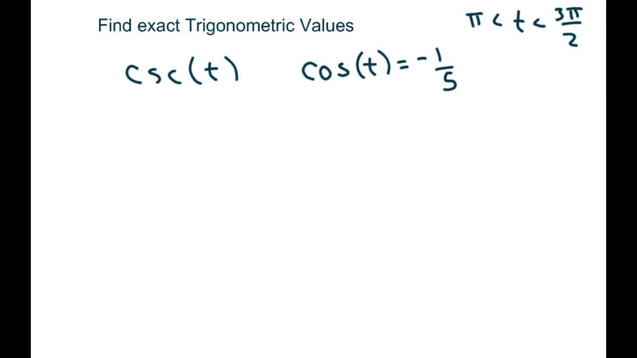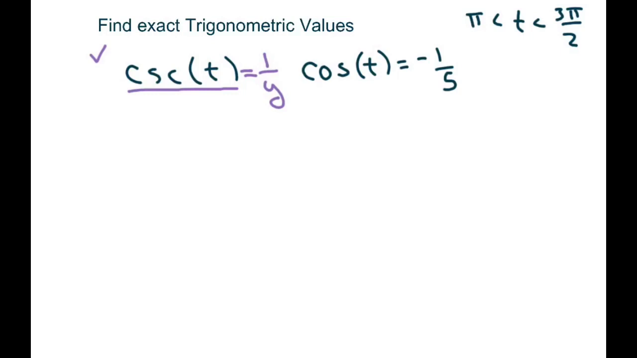Going to find exact trigonometric values, 2 of them look like this, and the other 2 we just use our unit circle. We can't use our unit circle on the first 2 because they don't give you the angle. So in this case, we want to find cosecant of t. And we know cosecant is 1 over sine, or we could say it's 1 over y.